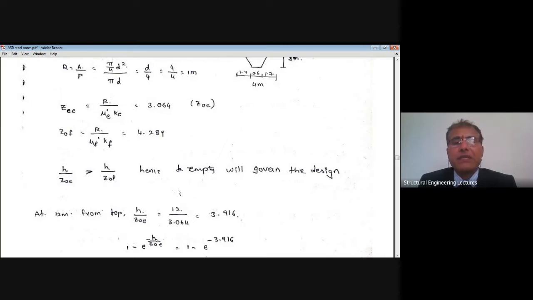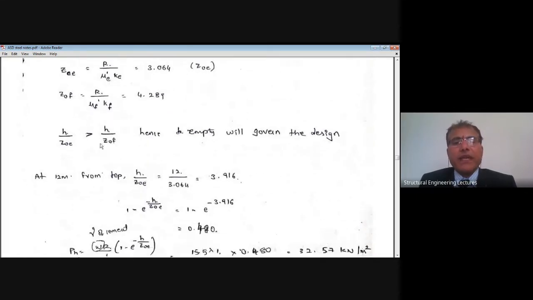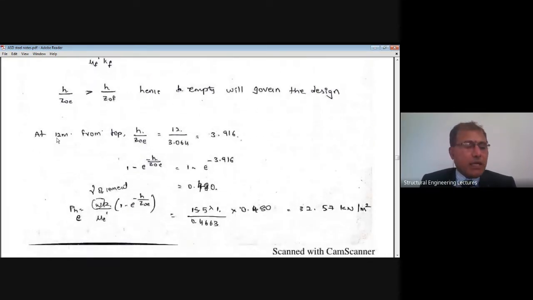And so this indicates that the empty case will govern the design, not that of the filling case, right? Now I'll calculate at a depth of 12 meter, starting from the top.